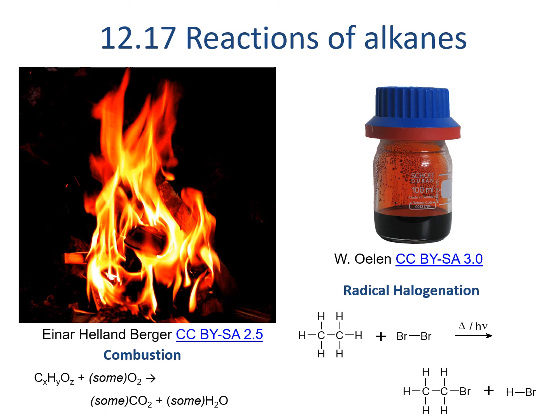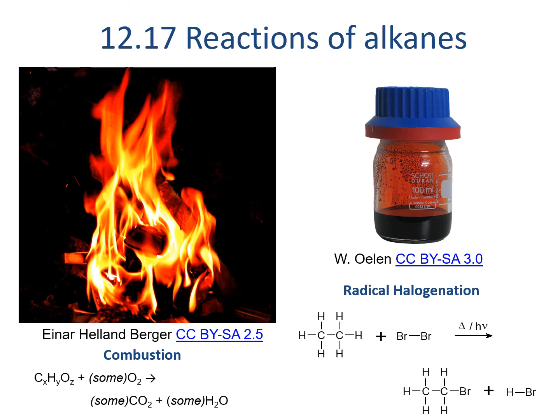Radical halogenation is a different process. We take a molecular halogen, so like Br2 or Cl2, in the presence of heat or light, and use it to replace a hydrogen on an organic molecule, a hydrocarbon. Heat is often written as the Greek letter delta, the first one that's shown over the arrow, which looks like a triangle, while light is often indicated with an h for Planck's constant and the Greek letter nu, which looks kind of like a v.